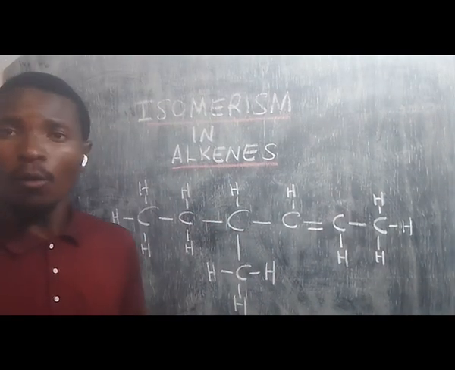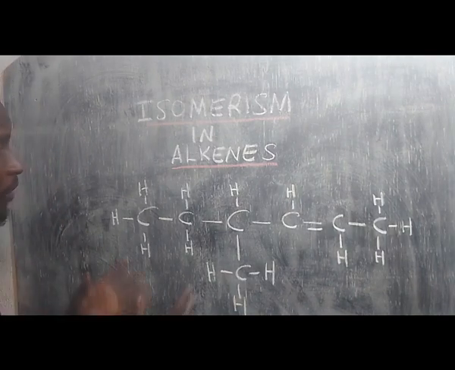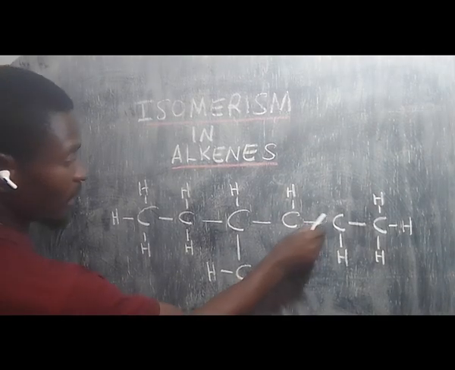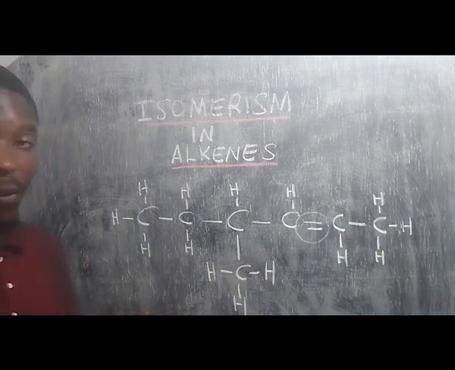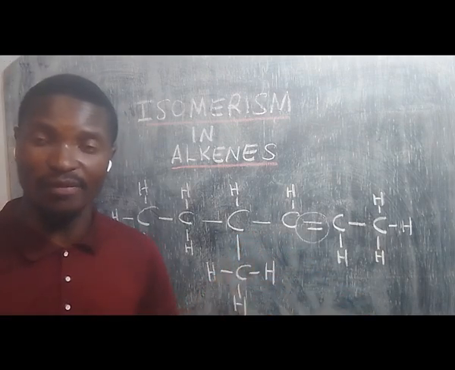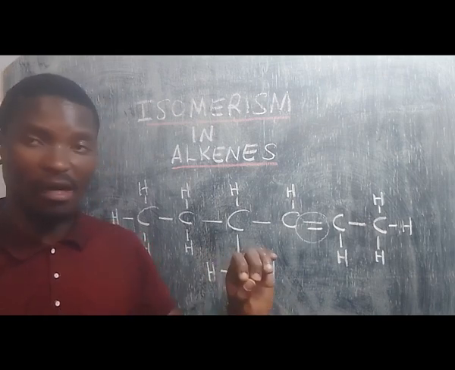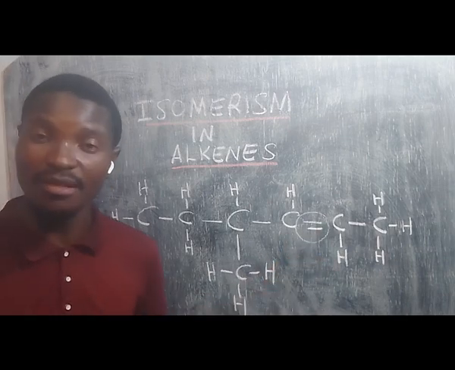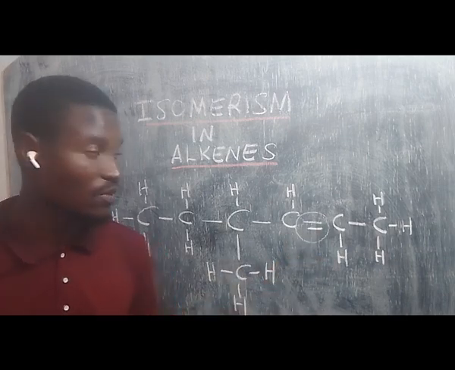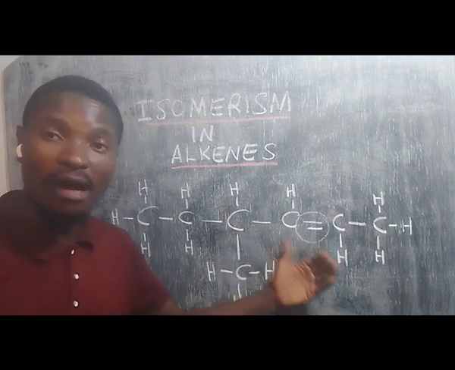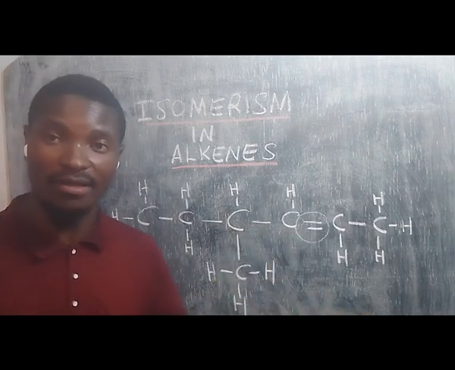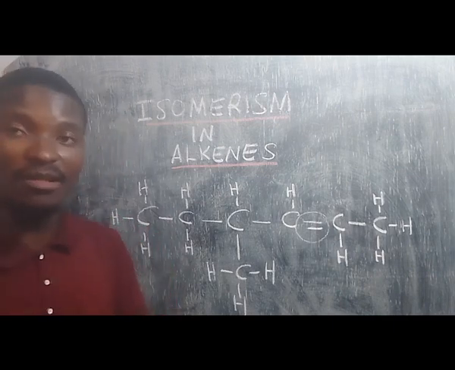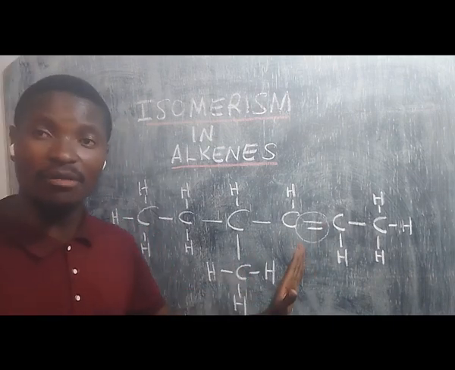So what you can see on the board is a compound, a structure of a hydrocarbon. You can see that the double bond is normally what tells us what kind of hydrocarbon we are dealing with. So we are dealing with a hydrocarbon compound whose carbon to carbon bond is a double bond. This tells you we are dealing with the alkenes. So please don't forget that in the alkenes, at least one of the carbon to carbon bonds is a double bond.